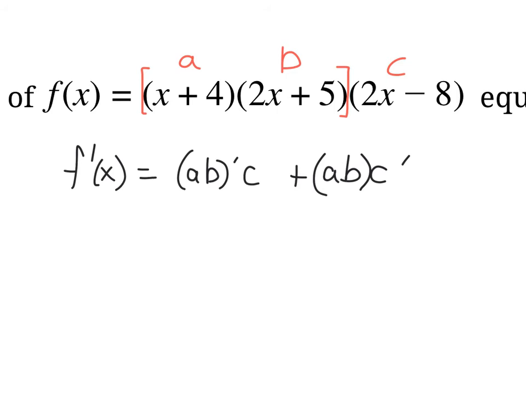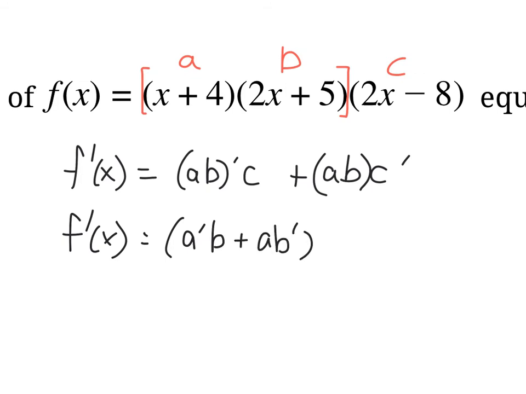So the question is, for this part, when we have this ab prime, how do we find ab prime? Well, can't we just apply our product rule to a and b here? We can, right? f prime of x equals, instead of ab prime, a prime b plus a b prime, using our product rule, times c, plus a b c prime. So basically we now have a pattern that we can plug our a's, b's, and c's into in order to find the derivative of this complicated function.